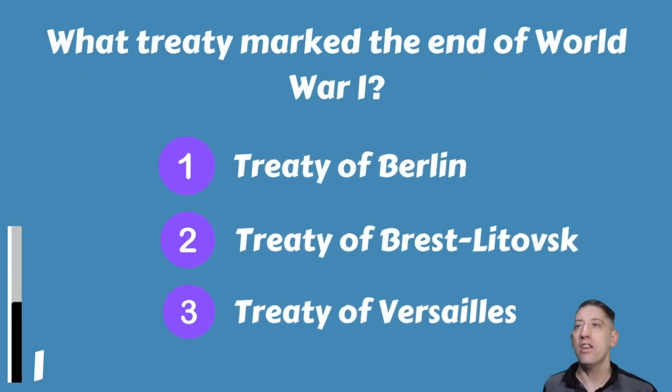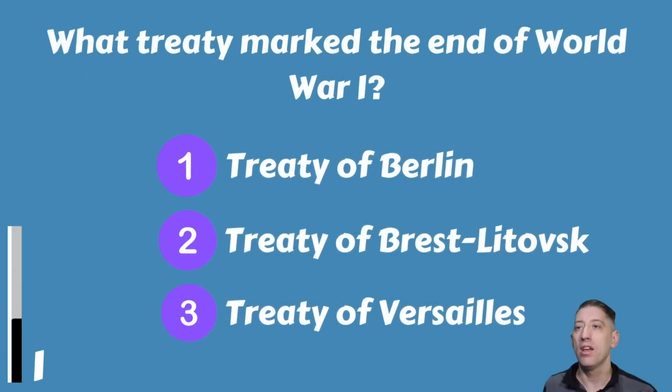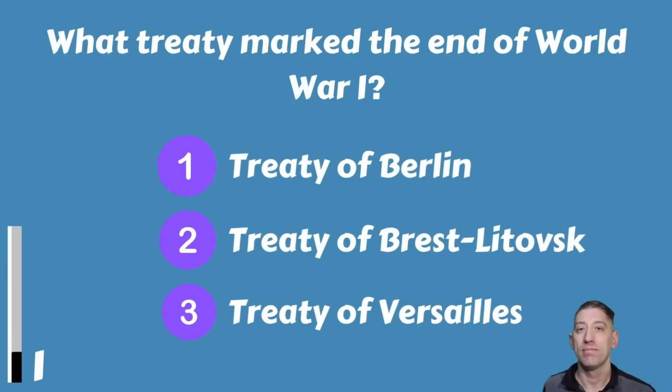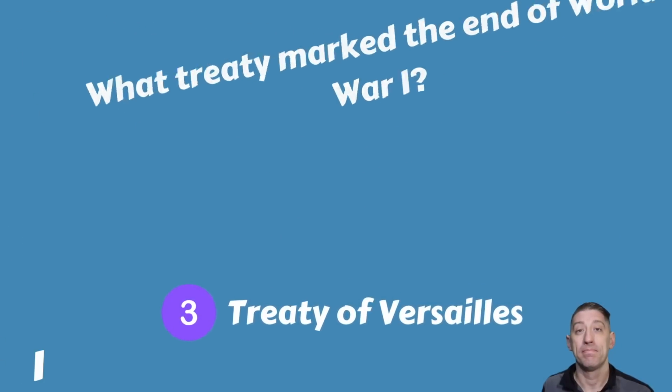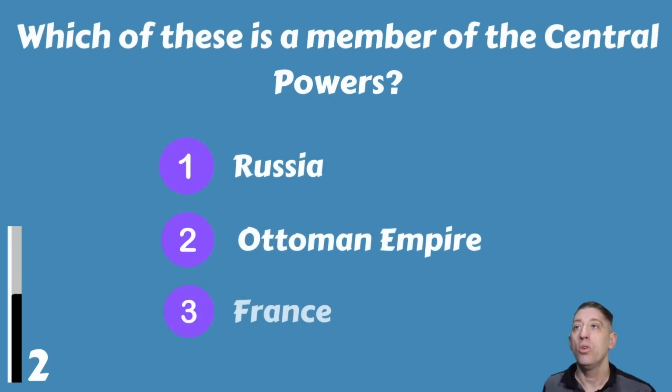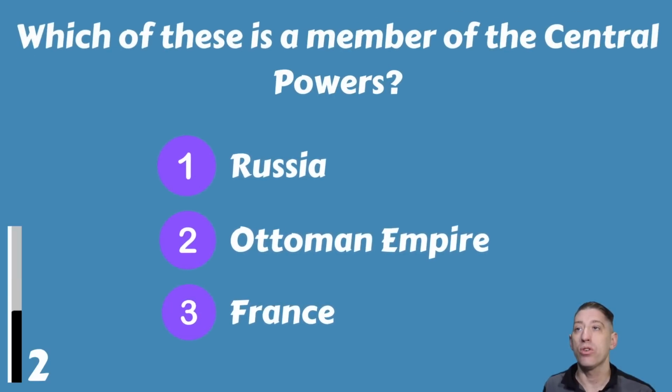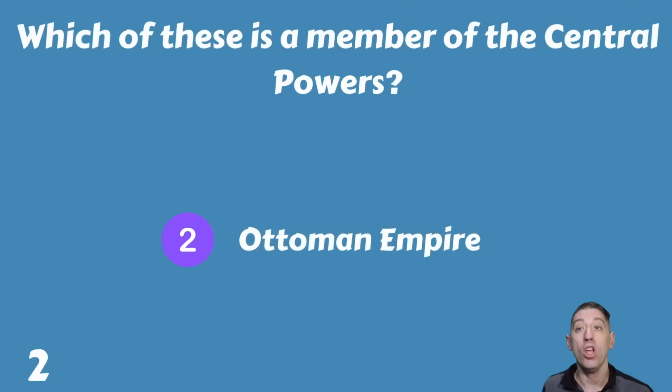What treaty marked the end of World War I? Treaty of Berlin, Treaty of Brest-Litovsk, Treaty of Versailles. The Treaty of Versailles. Which of these is a member of the Central Powers? Russia, Ottoman Empire, France? Ottoman Empire.